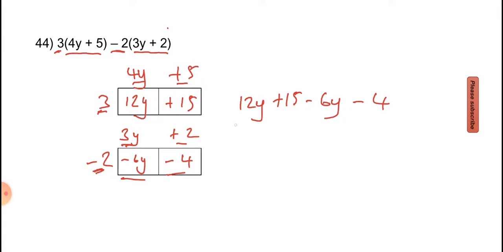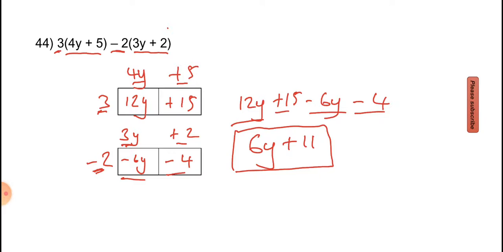So 12y take away 6y is just 6y, and then plus 15 and minus 4, so 15 take away 4 is positive 11, so the answer is just plus 11. So this is the final answer, 6y plus 11.